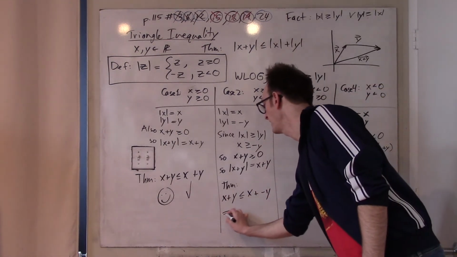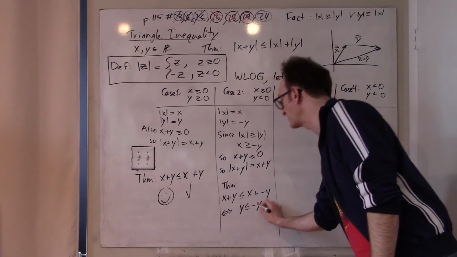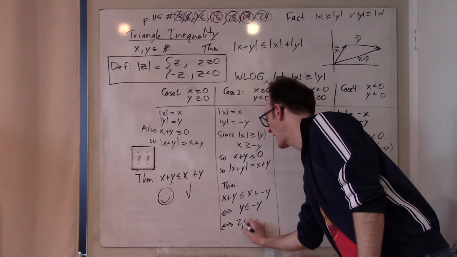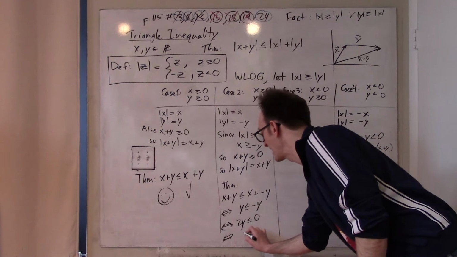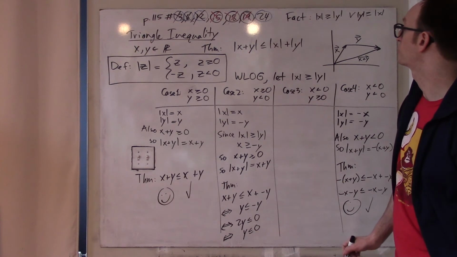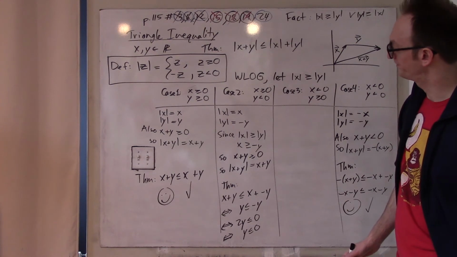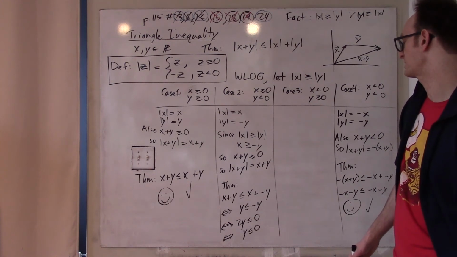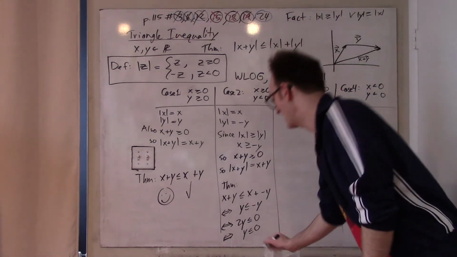And that's true if and only if y is less than or equal to negative y, which is true if and only if 2y is less than or equal to 0, which is true if and only if y is less than or equal to 0, which is just true. Well, I guess I a little bit don't like this, but of course, because I'm in the case where I know y is negative.